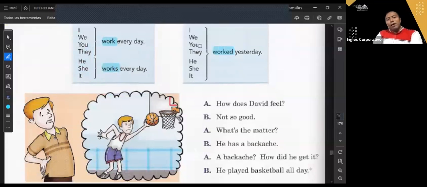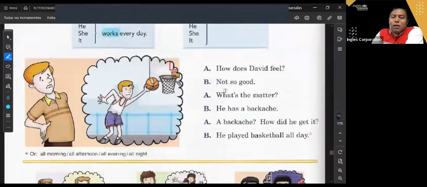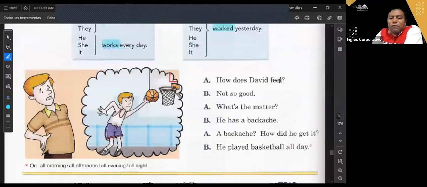Now, then you have a, I worked yesterday, we worked yesterday, you worked yesterday, they worked yesterday, he worked yesterday, she worked yesterday. Now we have this conversation. How does David feel? Not so good. Este not es como una verdad. What's the matter? He has a bad cake. A bad cake. How did he get it?